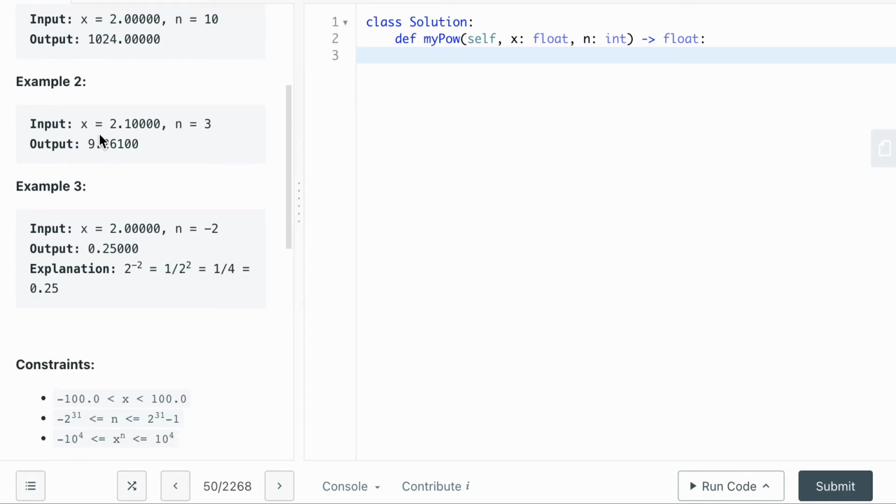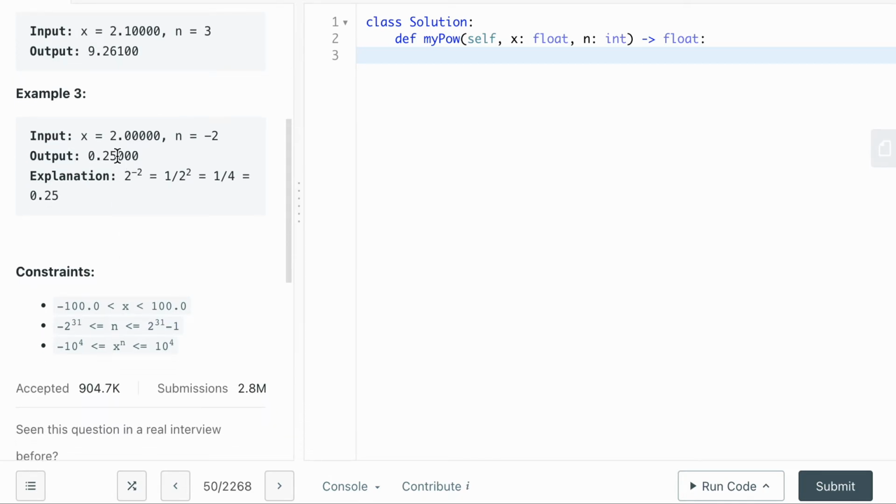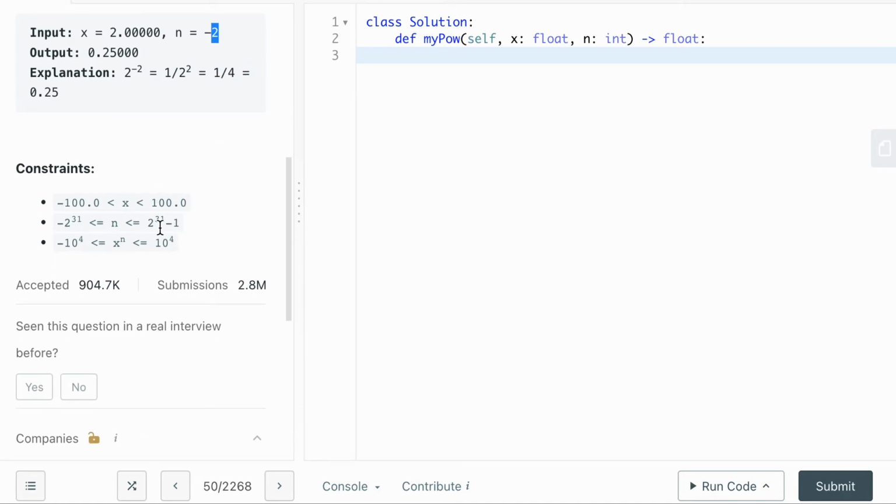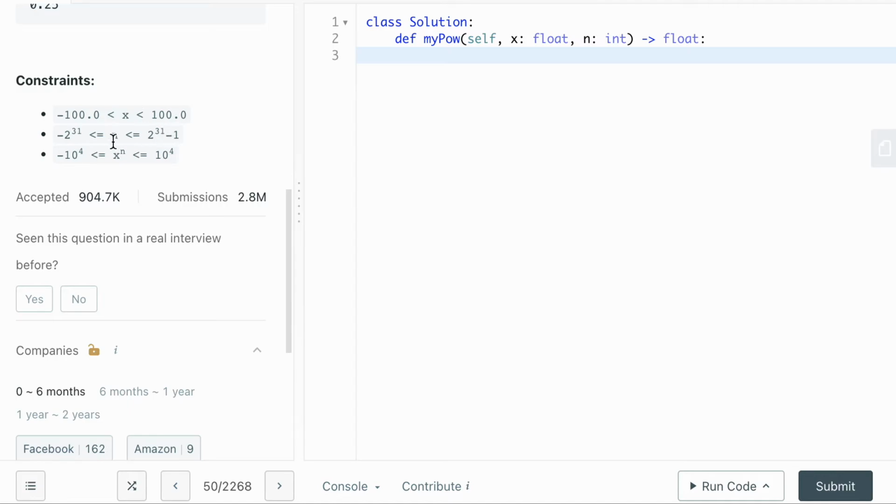And then x is 2.1 and n equals 3. So you do it 3 times and you get the result 9.261. And x equals 2, if n equals minus 2, what happens is you still calculate 2 to the power of 2, but then you need to use 1 to divide 2 to the power of 2, so you get 0.25 when n is minus. I forgot about all the math, but that's not the most important part.